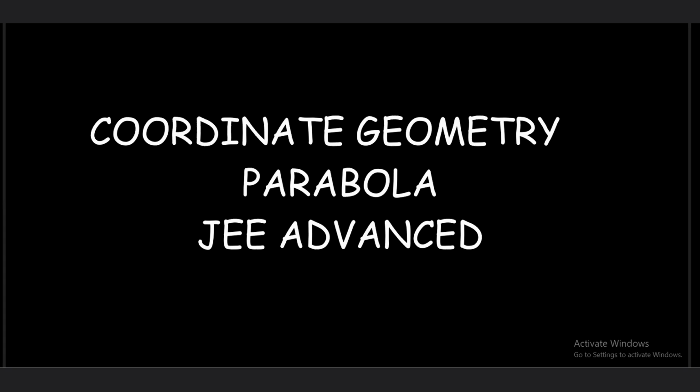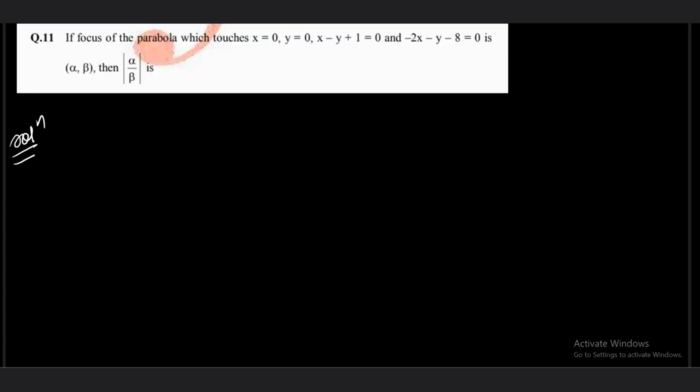So let us begin. The question goes like this: the focus of the parabola which touches four sides, that is, four tangent lines given to us, and we need to get the focus of that parabola. The focus of the parabola which touches the four lines is alpha beta, then mod alpha upon beta. Only from the tangent lines do we have to find the focus. How are we going to do that?